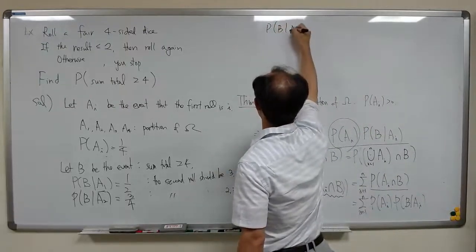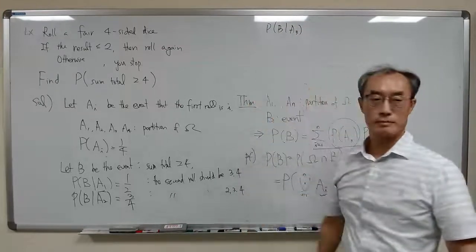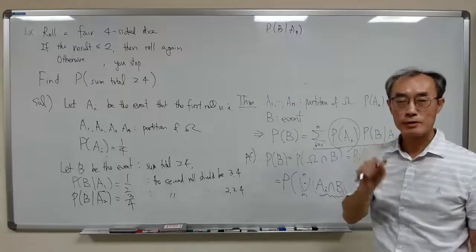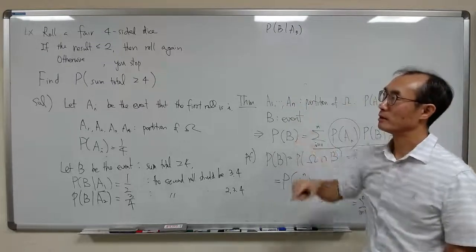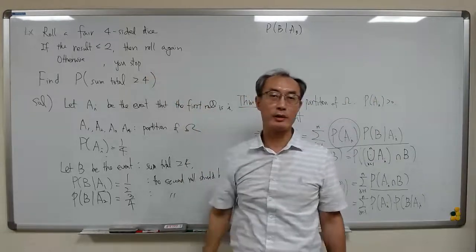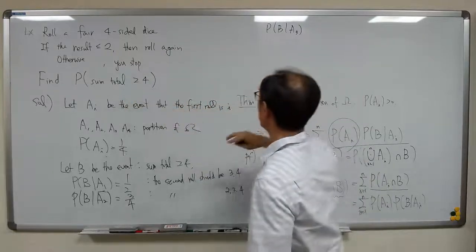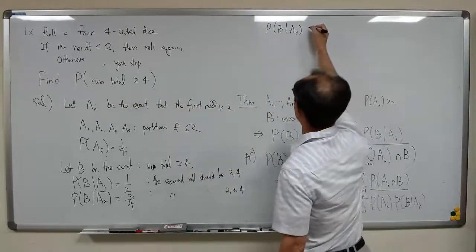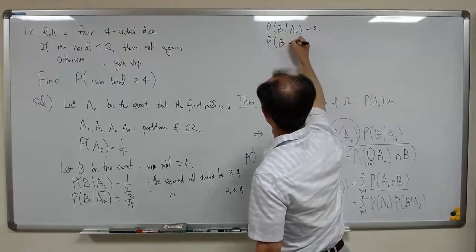For the other cases, what's the probability of this event with respect to A3? The result of the first row is now number 3. Then you stop. The total sum is simply number 3. There is no chance to get the total sum greater than or equal to 4. So this is simply 0.